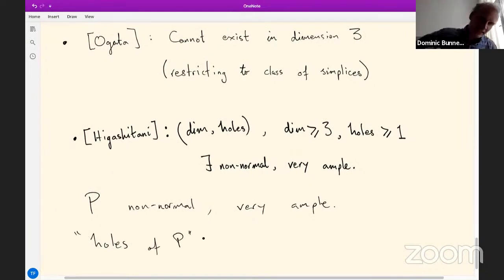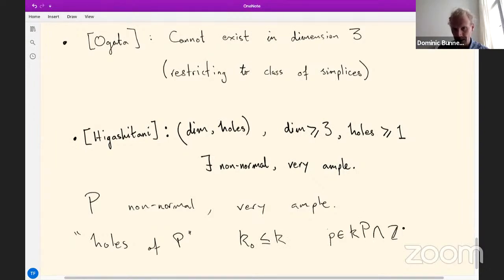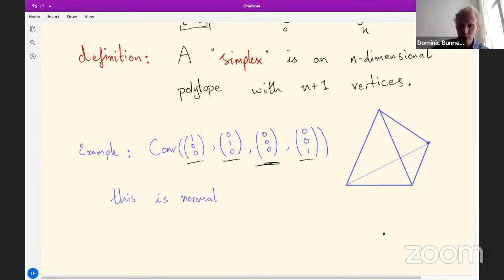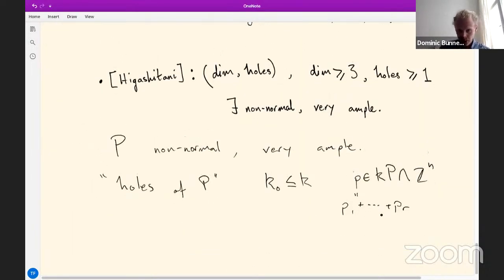And what this is somehow the discrepancy between, so these are exactly in between. So K0, we suppose that K0 is as in the definition of very ampleness, that is to say for every K bigger than or equal to K0, P inside these K dilations is equal to a sum of lattice points. Okay? Is equal to a sum of lattice points, okay?